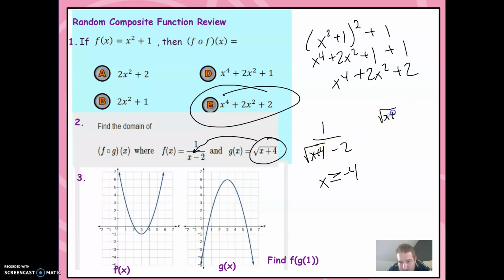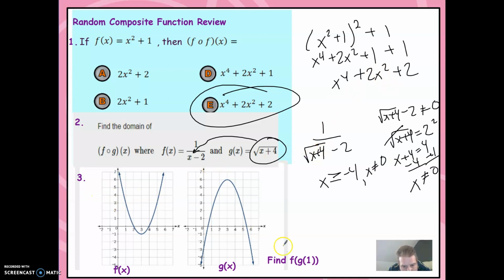So square root of x plus 4 minus 2 cannot be 0 because the denominator is never allowed to be 0. So if I add 2 to both sides, I get square root of x plus 4 equals 2. Square both sides, and you get x plus 4 equals 4. Subtract 4 from both sides, and that tells me that x cannot be 0. So you have a hole on this.